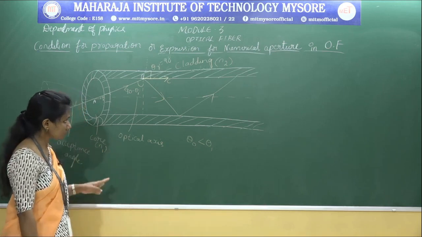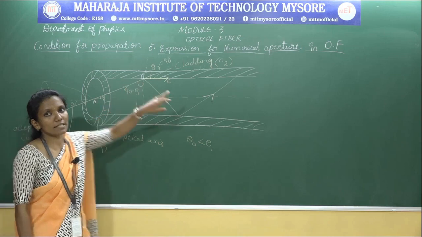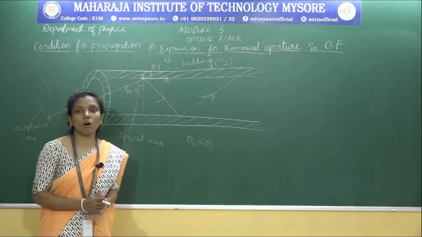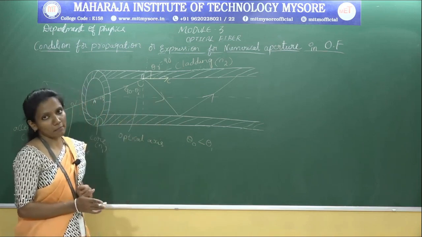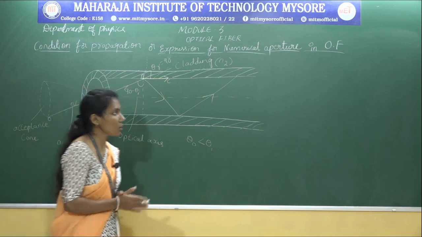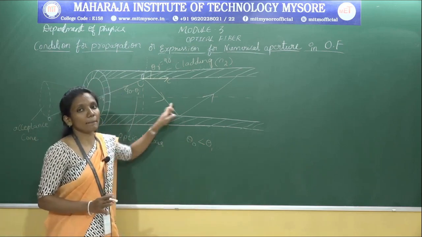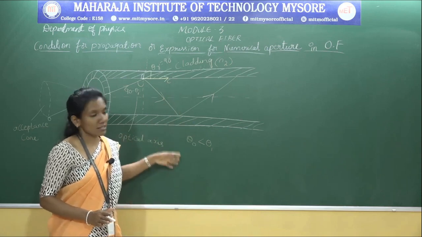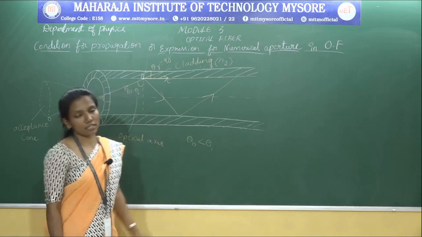Now, we have to derive the condition for this optical fiber. What is the condition for light to travel inside the optical fiber? For that, we need the expression for numerical aperture. Numerical aperture means how much light the optical fiber will gather, the capacity of the fiber to collect the number of rays. So, we have to derive that condition.